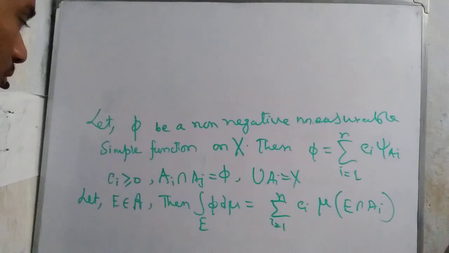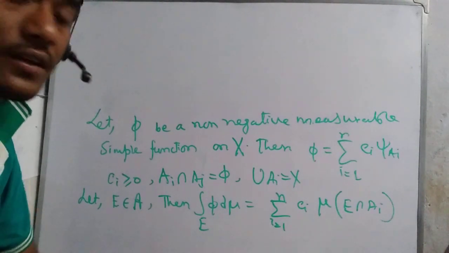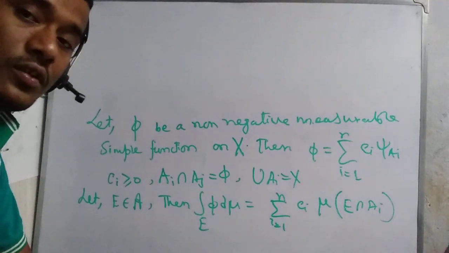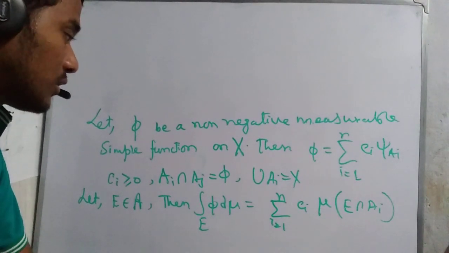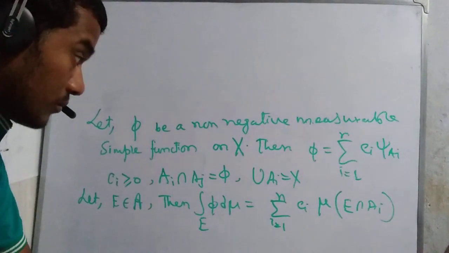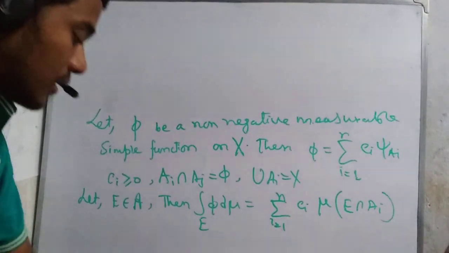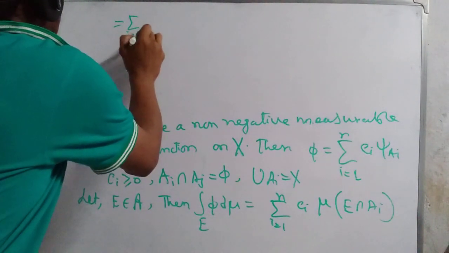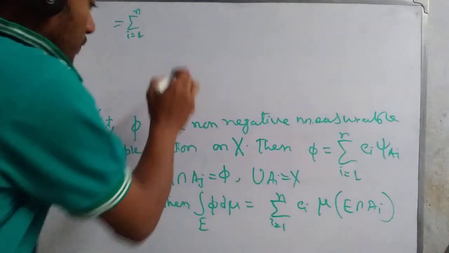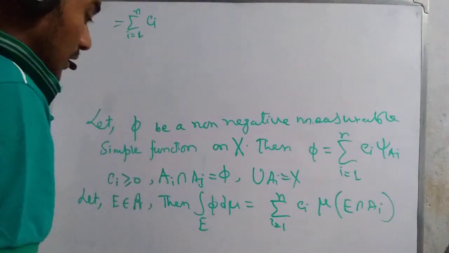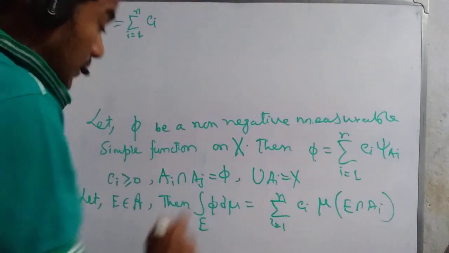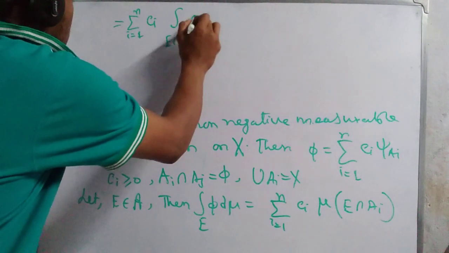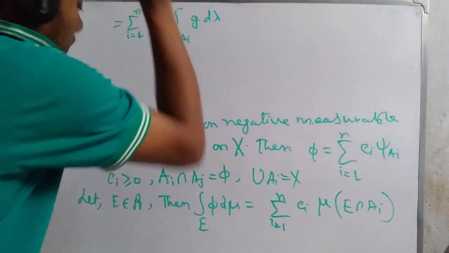Then E belongs to this algebra, and the integration over E of phi d mu equals what? The summation from i equal to 1 to n of ci mu of E intersection ai. Okay, then this equals the summation of ci times mu of E intersection ai, which equals the integration over E intersection ai of g d lambda.